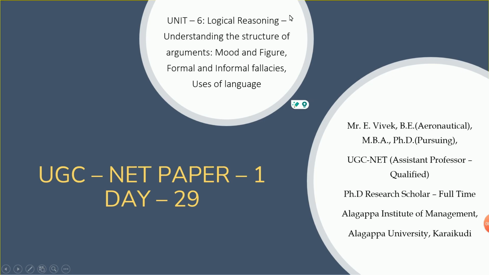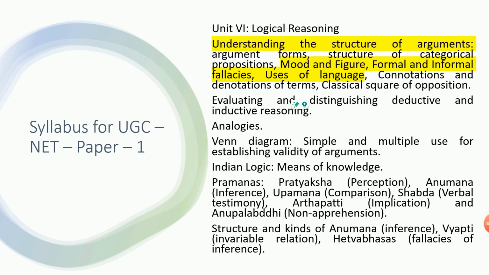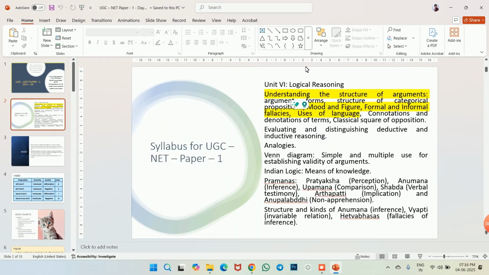In today's class, in logical reasoning, we are going to see about mood and figure, formal and informal fallacies, and uses of language. So these three topics we are going to see. Those who have attended yesterday's class might remember the categorical propositions, where syllogism and all those things were there.